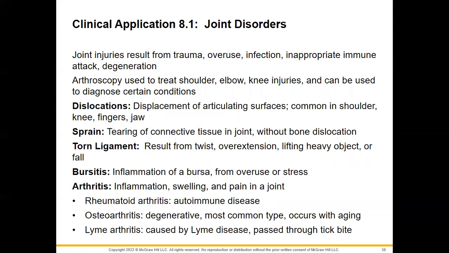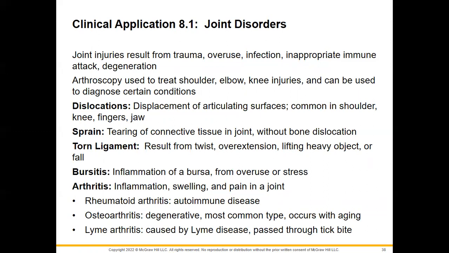Joint injuries can be because of trauma, so falling, getting hit, etc., are different types of trauma. Overuse, so doing a repetitive motion over and over without break, without allowing the joint to repair between. So overuse of that joint can cause problems. I'd mentioned infection. So if you get a bacterial or viral infection in a joint, that can cause problems.